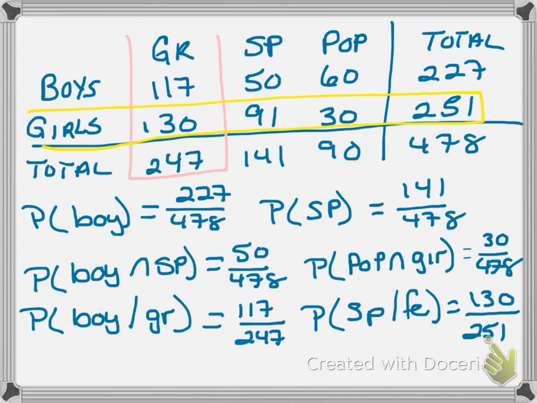That's how you do it, conditional probability, when we have Venn or table probability.